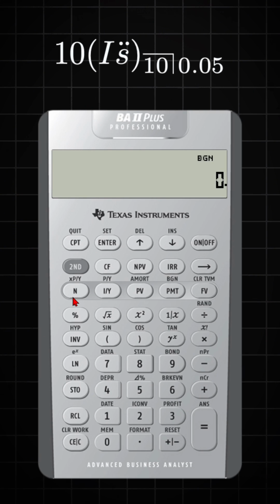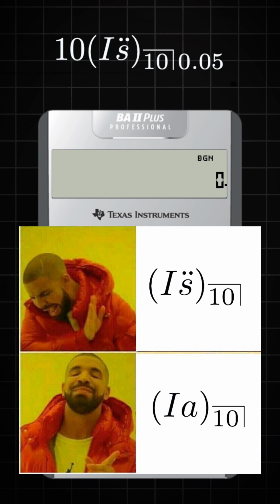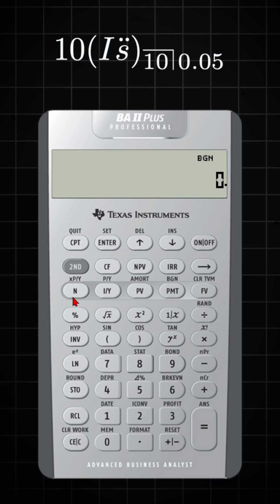Okay, now we want to calculate IS due angle 10, but we'd prefer to calculate IA angle 10. So we're going to do that first, and then we'll just move it to wherever we need the value to be. So to calculate IA angle 10, we have 10 as the number of payments. We're already in begin mode, so we're good to go there. The interest rate is 5%. Present value is what we're solving for.